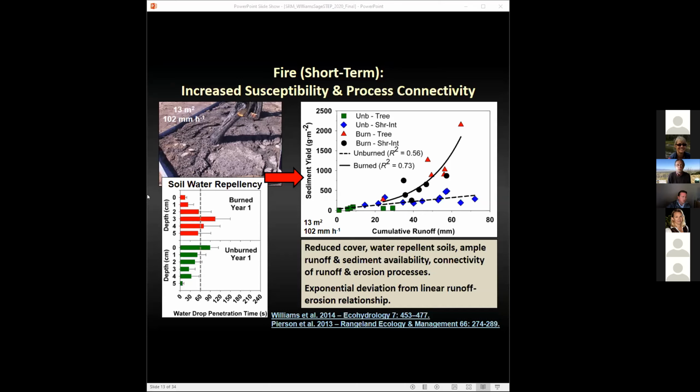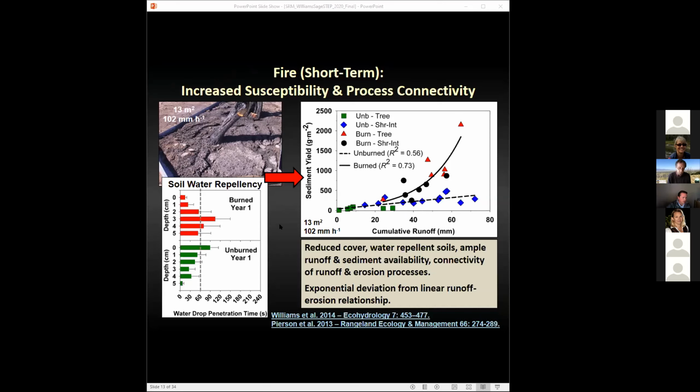This is largely due to the loss of cover, as you can see on the burn plot there. Persistence of strong soil water repellency assessed by the water drop penetration time method, and then well-connected runoff and sediment sources and processes on these plots.